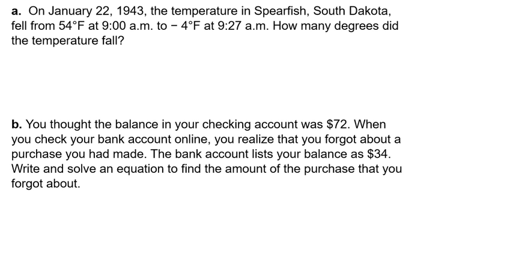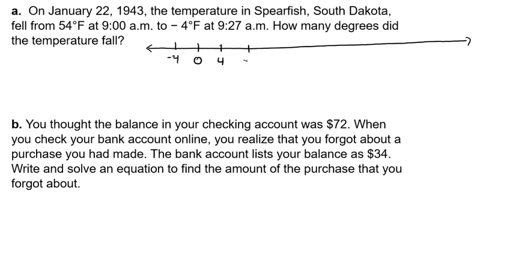Okay, and so now we're going to go ahead to step 3, and so we're going to carry out our plan. All right, so I'm going to make a little number line here. And I'm going to start at negative 4 because that's the smallest amount. And I said I would go to 0 and then to positive 4. And then from here, I would count by tens. Okay. So 54 degrees is where we're starting.